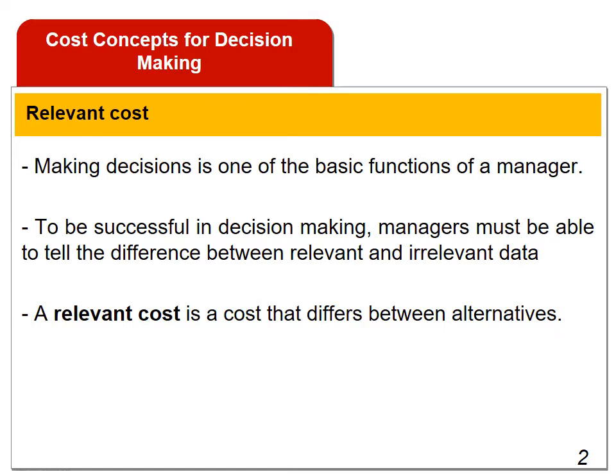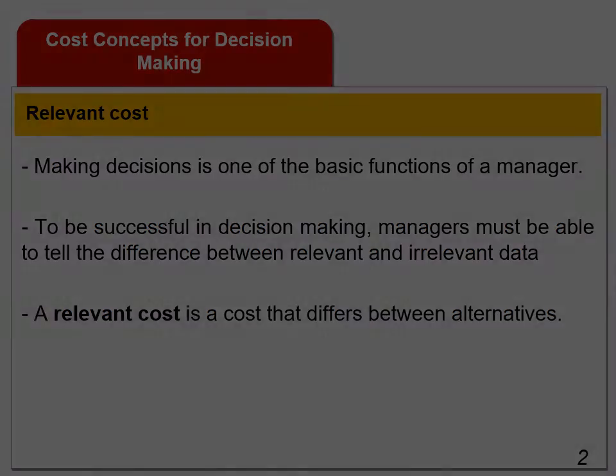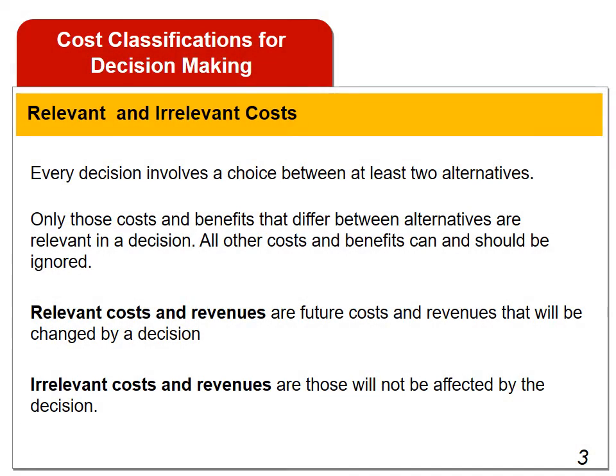situations. A relevant cost is a cost that differs between alternatives. It is important to realize that every decision involves a choice between at least 2 alternatives. The goal of making decisions is to identify those costs that are either relevant or irrelevant to the decision. Costs and benefits that differ between alternatives are relevant in a decision. All other costs and benefits are irrelevant and can and should be ignored.